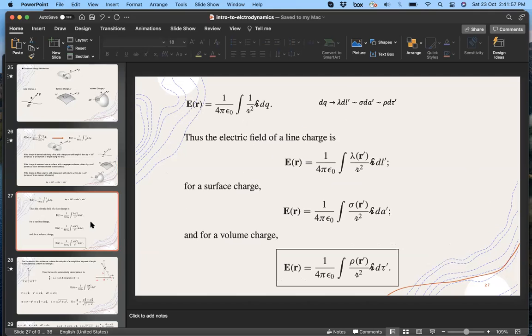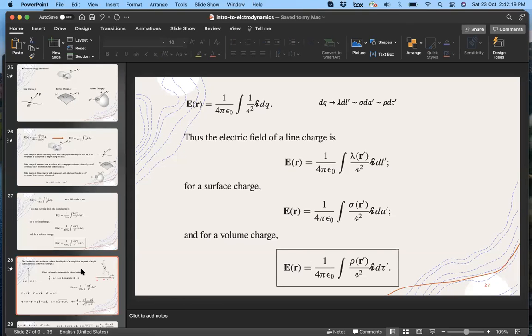And then after that, if I substitute these values in the electric field definition, we can write for the line charge something like this, where E(r) is equal to 1 over 4 pi epsilon naught times the integral of lambda(r prime) divided by r squared, times r cap, dl prime. Similarly for the surface charge and volume charge.